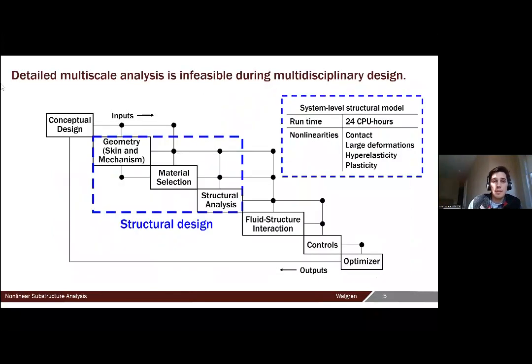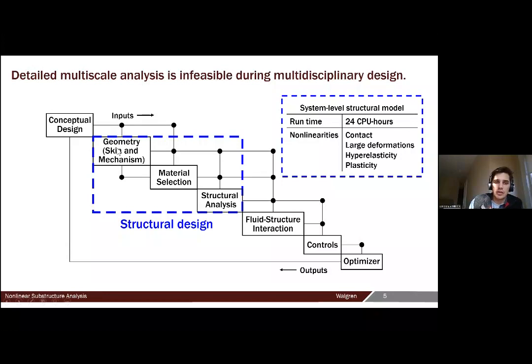But the problem with multiscale analysis is that it's infeasible during multidisciplinary design. If we consider this n-squared diagram, where inputs are denoted by the dots coming into the tops of each of these boxes and outputs are denoted by the line coming out this way, if we want to consider one design through the entire multidisciplinary process, or the multidisciplinary performance metrics that you need for a sweep morphing wing or any other adaptive structure, this entire loop is computationally infeasible for the fidelity that we need.